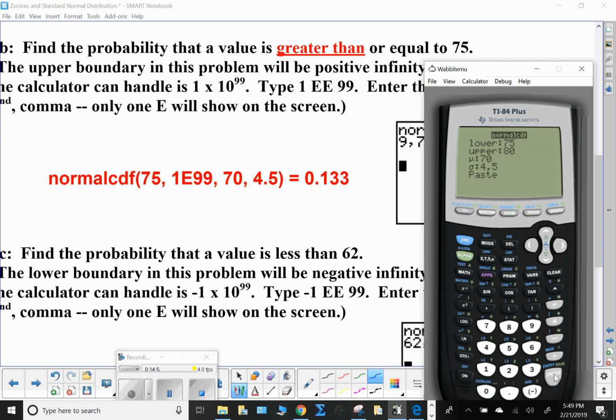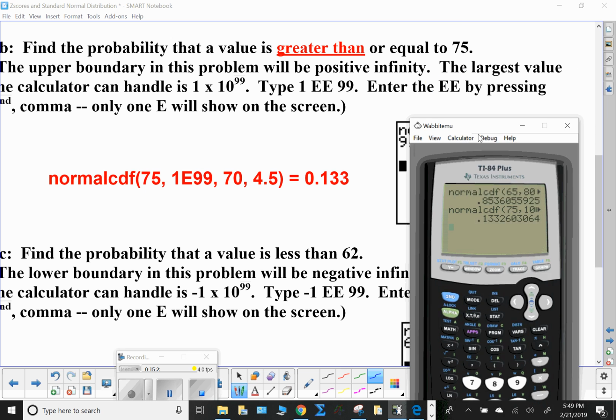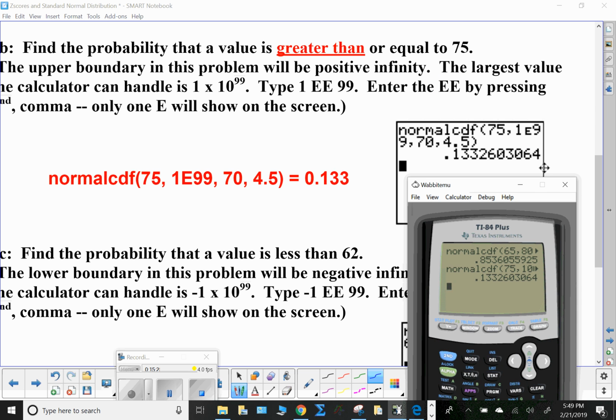Now, they have you type in 1 EE99. You can also just type in 1 and a bunch of zeros. You just want it to be really big, more than 4 or 5 standard deviations greater, and you're fine. Your mean is still 70, and your standard deviation is still 4.5. So we just scroll down and paste that in and go. And there's a 0.1332 probability that the value is greater than or equal to 75.